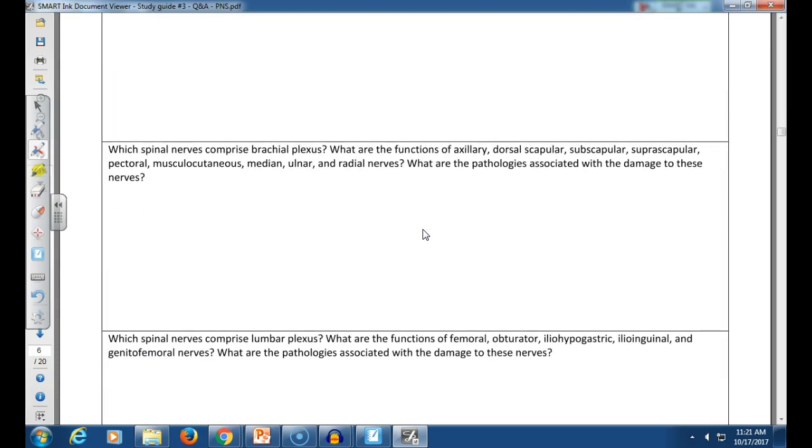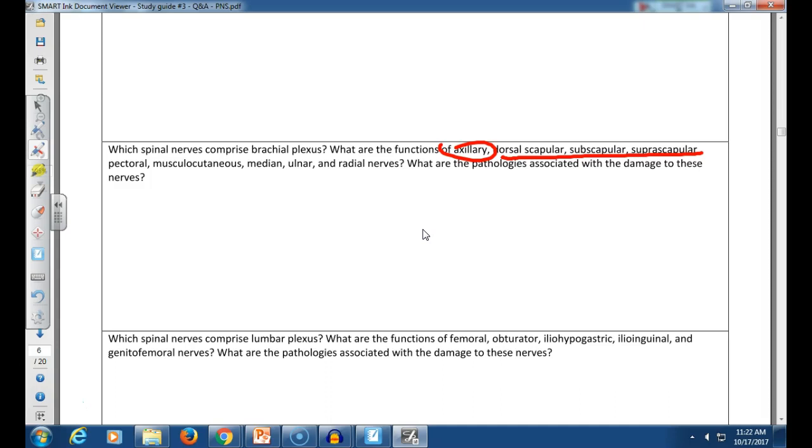Brachial plexus. The rest of cervical and T1. Functions by name. I'm not going to be too detailed on the questions about muscles innervated. Axillary, shoulder. Everything that deals with the scapula, shoulder blade, rotator cuff muscles. Pectoral, muscles of the chest, pectoralis muscle. Musculocutaneous, flexor of the upper arm. Median and ulnar, flexors of the lower arm and the palm. Radial, extensors of the lower arm.